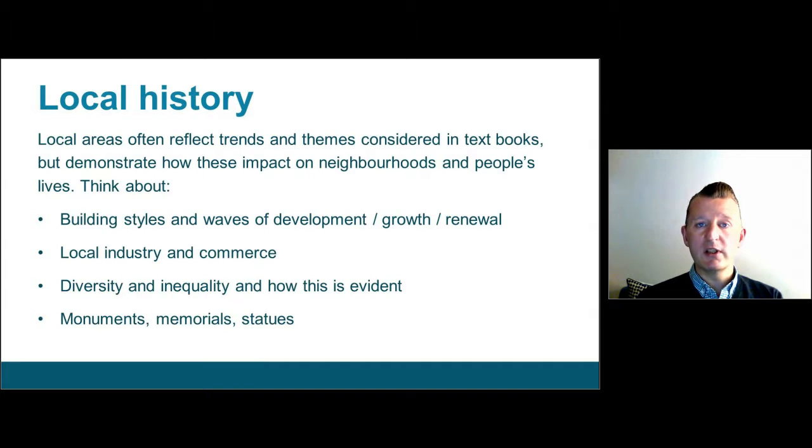We might also look at local industry and commerce, and again there are clues there in terms of which shops have been established for longer, which shops are new, whether there are factories, whether there are energy power plants, all those kinds of issues. We can also think about how diversity and inequality are reflected in the local buildings, or in the names of streets, or in the distribution of mosques and temples and churches. And we can also look at monuments, memorials and statues and take note of which ones are significant, whether there are names listed on memorials, what the key dates are, and all of those kinds of issues.